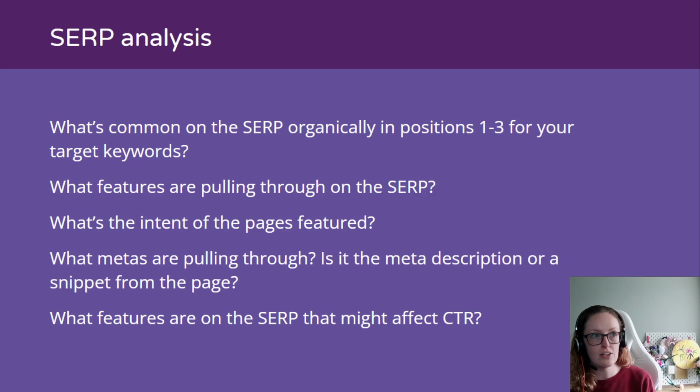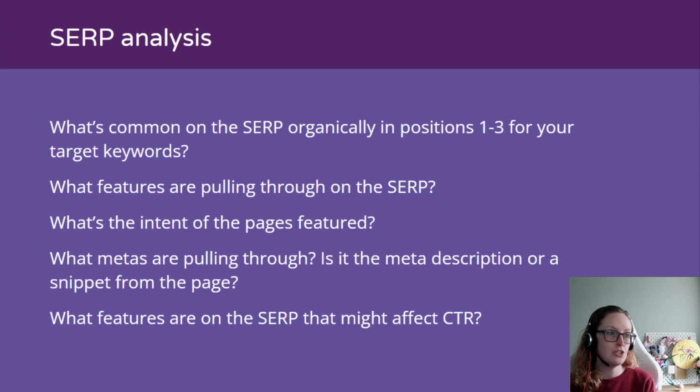What is common on the SERP? For those top keywords that you've looked at in the previous stage, look at the positions 1 to 3 organically and see what's common. Look at the meta descriptions and see what are the common elements that are being pulled through that Google thinks is the most important thing. It's important to also realise that this is just a snapshot in time and this may change at any given moment, really.